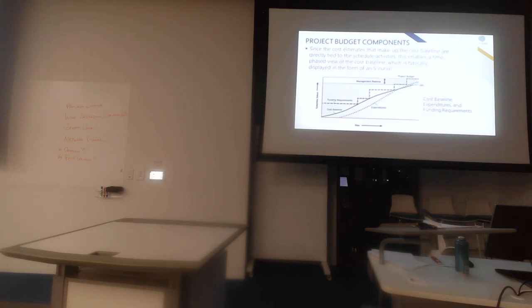Here are the budget components. Since the cost estimates that make up the baseline that you've created earlier are directly tied to all of these tasks and subtasks and activities, this enables a time-phased view of the baseline, which is typically like an S-curve, right? So it looks like an S-curve. So the cost based on expenditures and funding requirements are listed in this graph. The cumulative value is on the y-axis, or vertical, and then on the x-axis you have the time, right? So as time progresses, your funding requirements increase, based on the total budget. So just take a look at this concept of the project budget components. Each component you can break down and then lay it out on a graph.